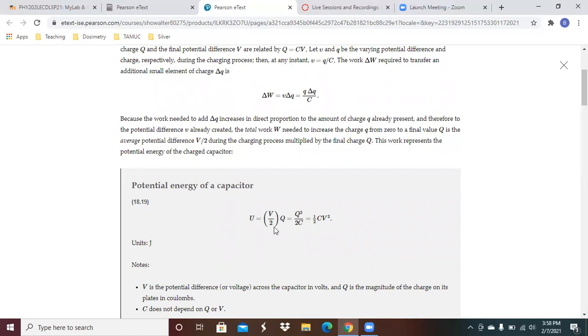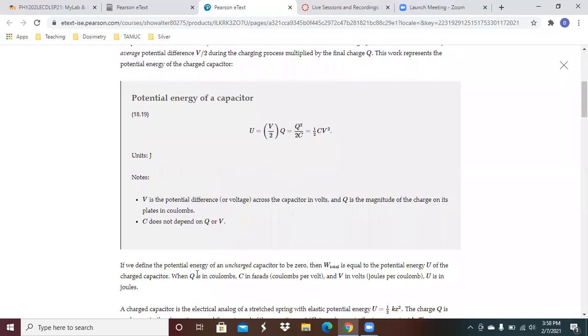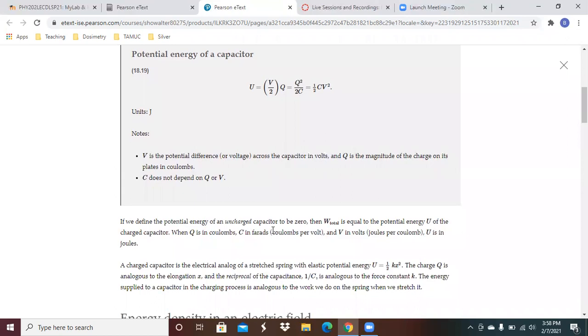So when we do that, we realize what the voltage is equal to, which is Q divided by C. Place that in there, and then we can rewrite that into this formula, just like we saw in the summary. Units are going to be joules. V again is going to be the potential difference, or the voltage across the capacitors, and Q is the magnitude of the charge on its plates in coulombs. And you can see here that this does not depend on Q or V.